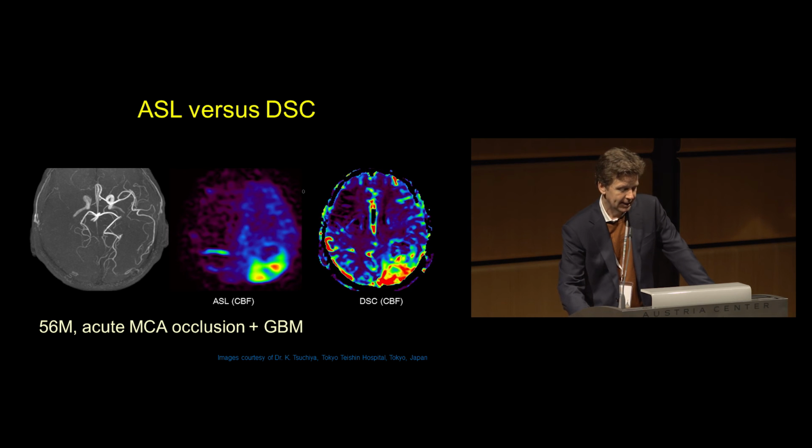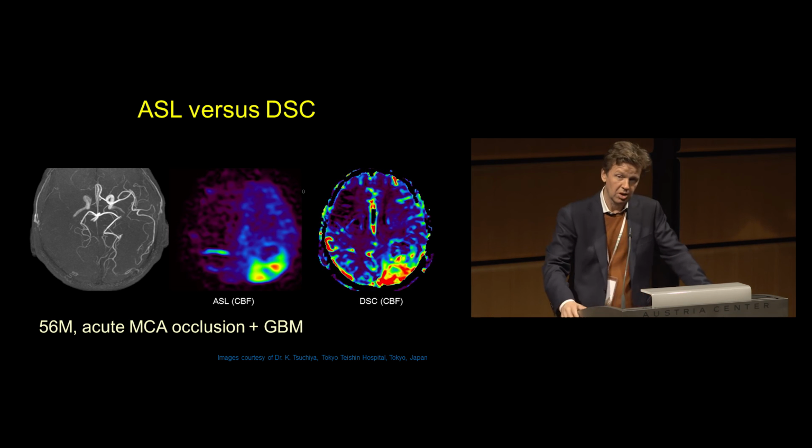And here's the time of flight showing that the M1 is occluded with no runoff here. And the DSC and the ASL both show obviously increased perfusion in the GBM consistent with a high-grade tumor, but notice that there's very low perfusion on the right side as you would expect. So a unique combination of pathology shown with both. And obviously, we need to understand better what is the additional value of ASL versus DSC.